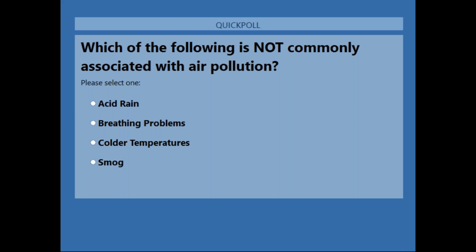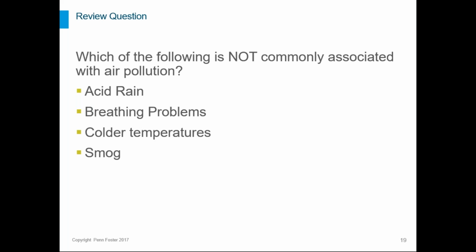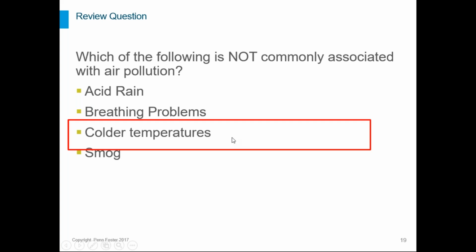All right, and we got 100% of people voted. Awesome. And looks like most people got it right. Most answers were the correct answer of colder temperatures. So acid rain comes from air pollution. Again, it's burning fossil fuels, puts the chemicals in the air that make the rain acidic.